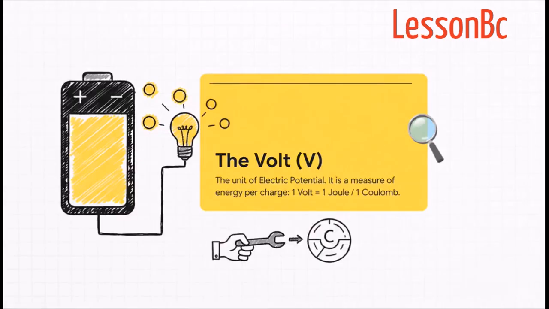And this brings us to a unit you've definitely heard of, the volt. But a volt isn't some mystical thing on its own. It's just a shortcut for saying joules per coulomb. So when you see a 9-volt battery, what that really means is that it gives 9 joules of energy to every single coulomb of charge that passes through it. So a volt is just a measure of energy per charge.